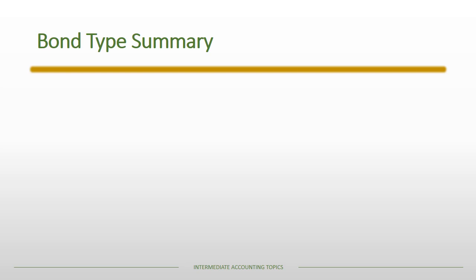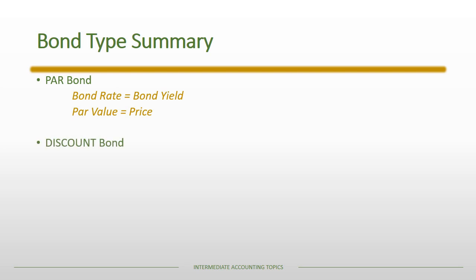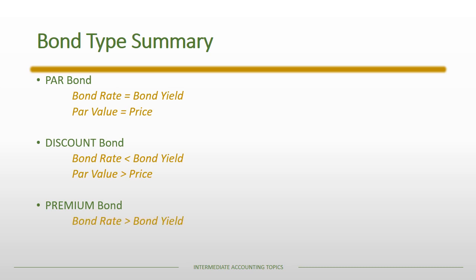Okay, to summarize the types of bonds that were just illustrated, first of all, a par bond is a situation where the bond rate equals the bond yield and where the par value is equal to the price. A discount bond is a situation where the bond rate is less than the bond yield, which means that the par value is going to be greater than the price. And then finally, a premium bond is a situation where the bond rate is greater than the bond yield, which means that the par value is going to be less than the price.